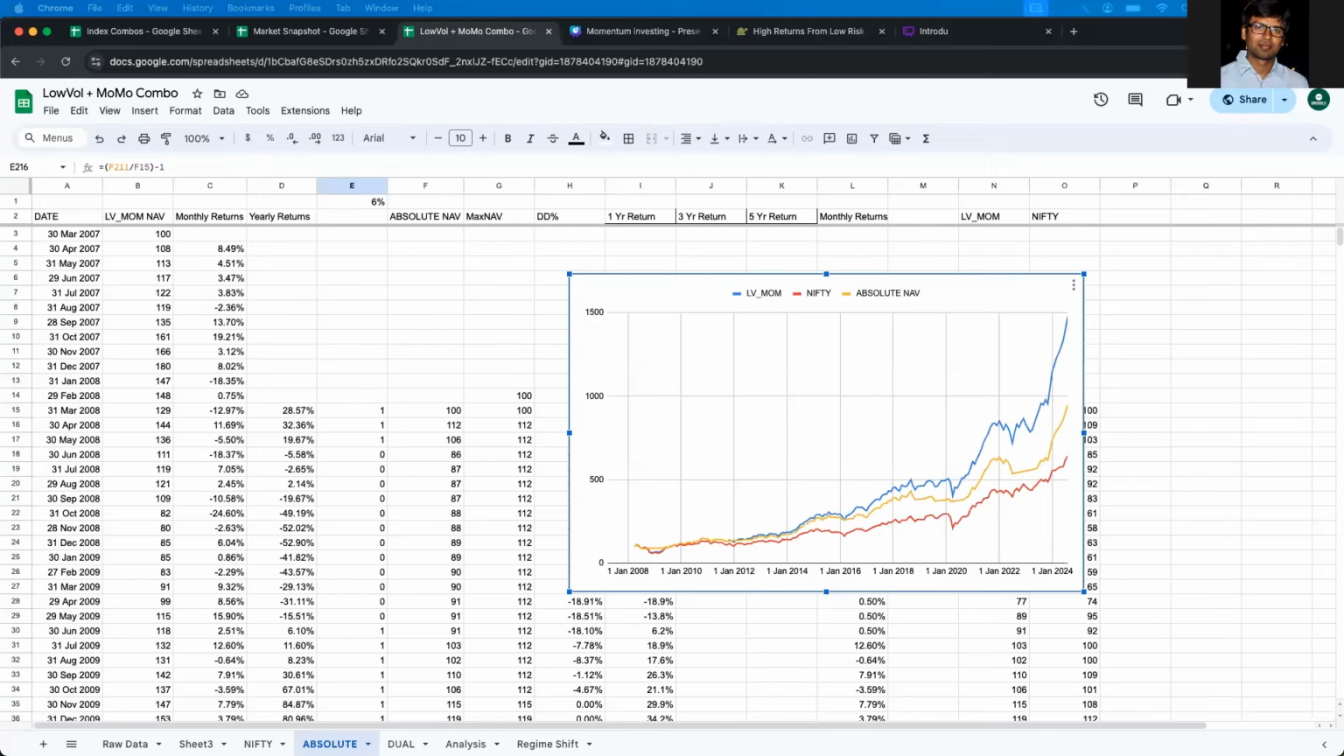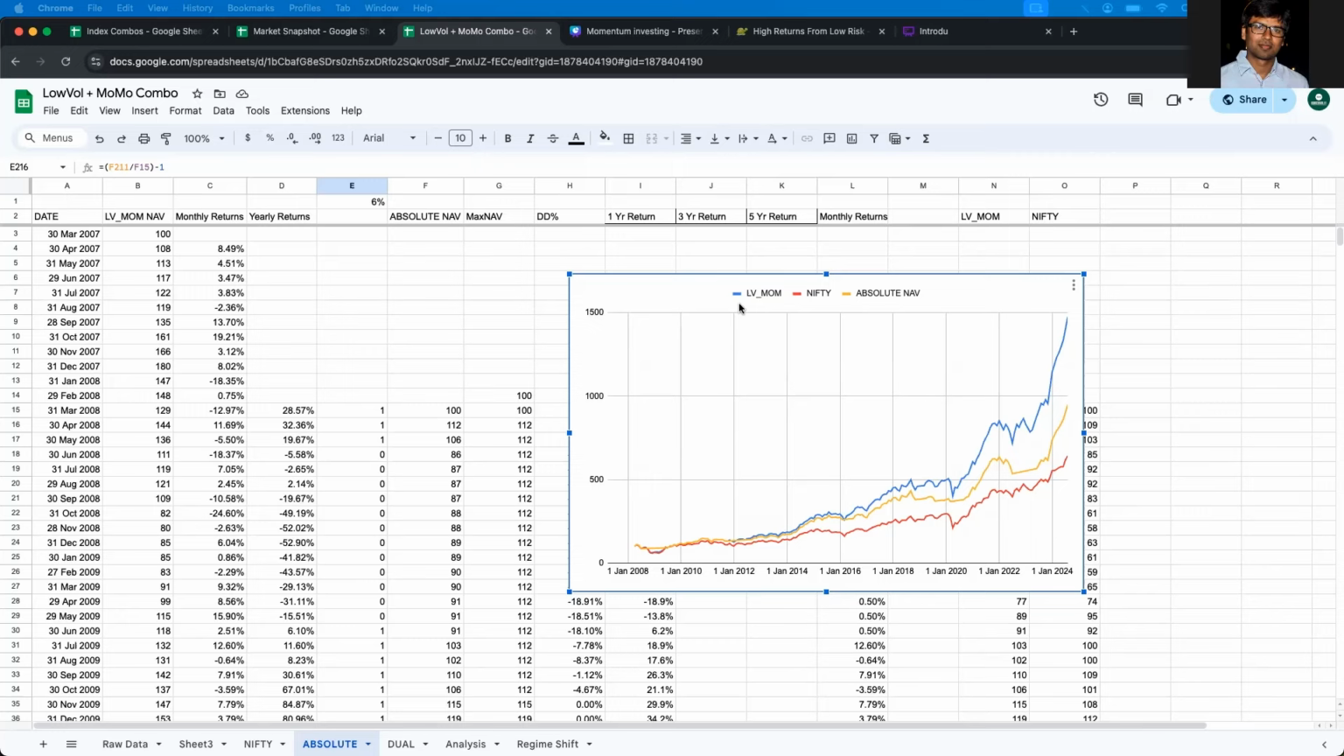Now, in the second part of the video, let's add absolute momentum as a criterion and see how the returns are for the low vol and momentum combination. For simplicity's sake, I'm referring to the low vol plus momentum combination as LV_MOM from now onwards. Now, what is absolute momentum?